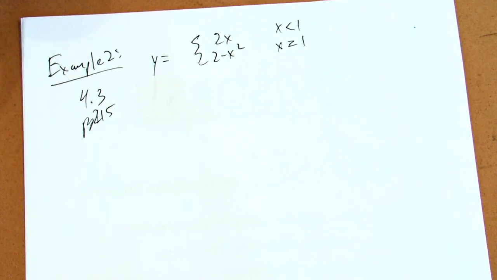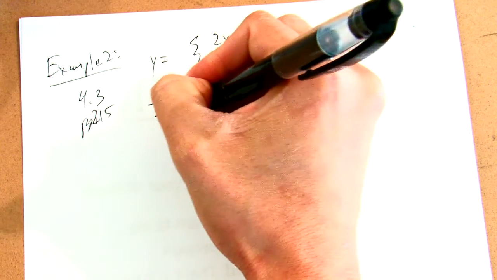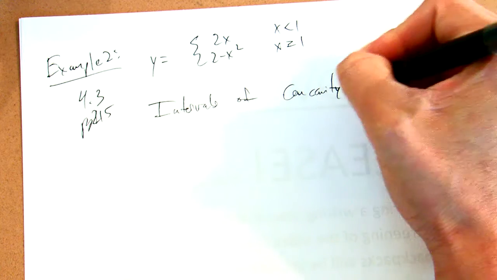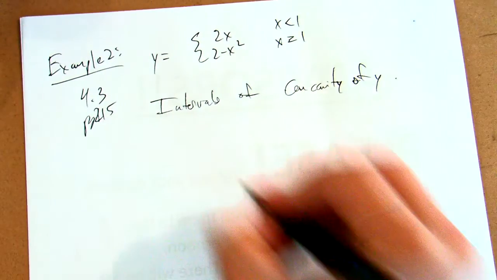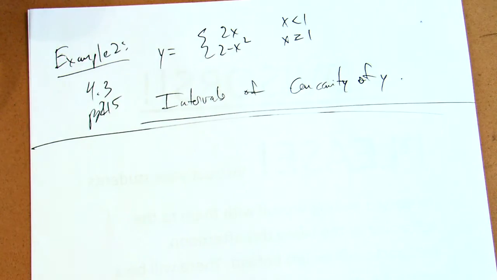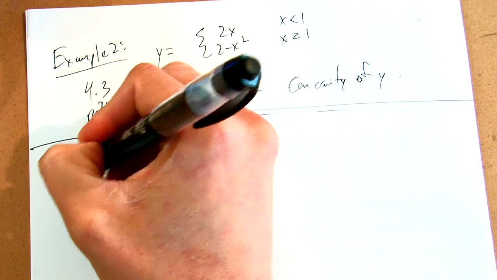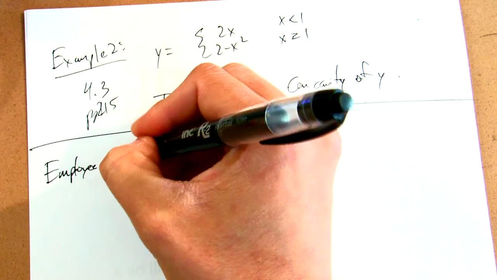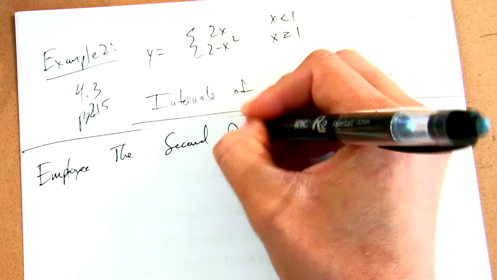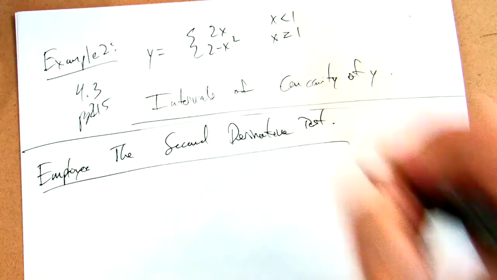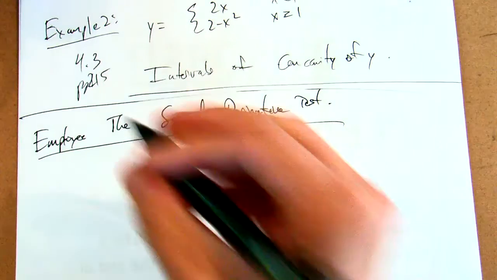So we want to find the intervals of concavity of y. This is my question basically. I want to find the intervals of concavity. That means I need to find where it's concave up and concave down. So we're going to employ the second derivative test here. So the first thing you're going to do is step 1.